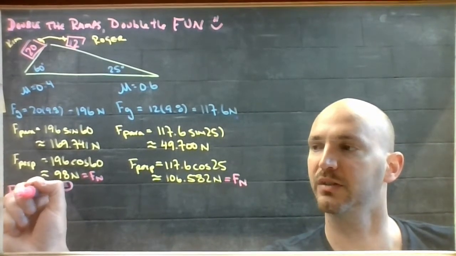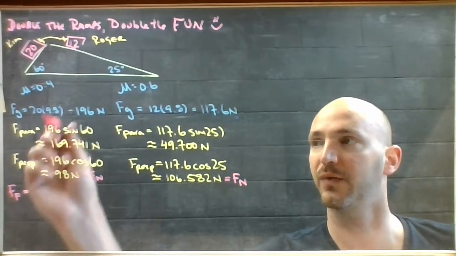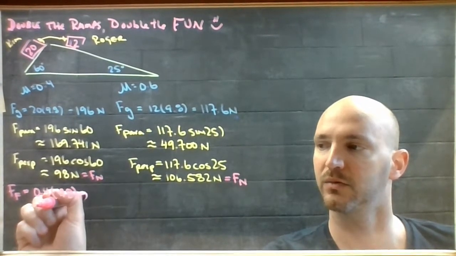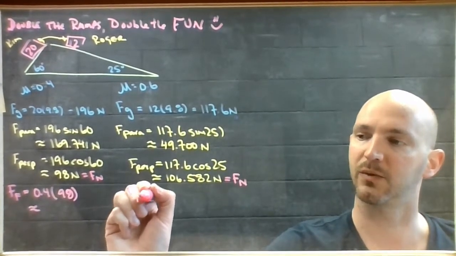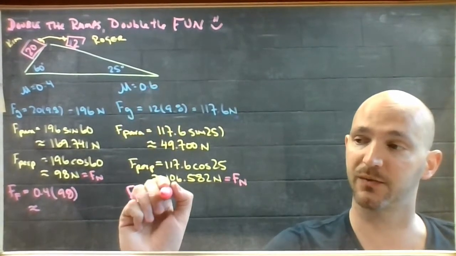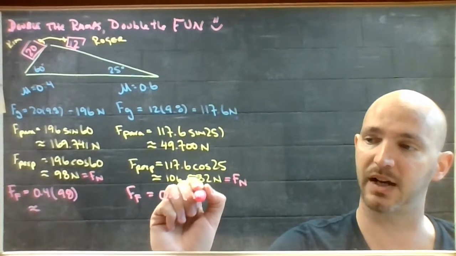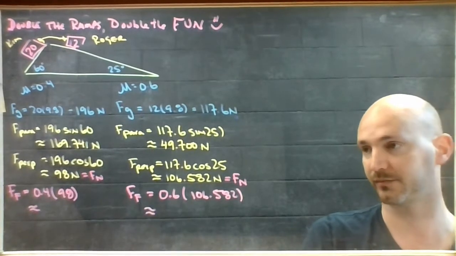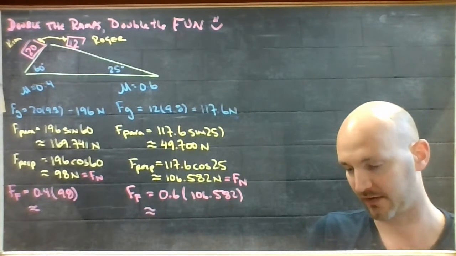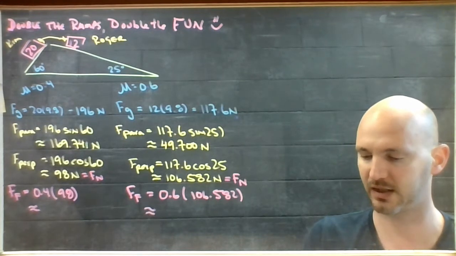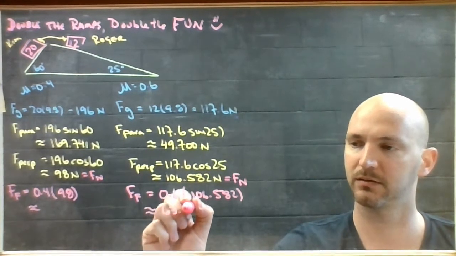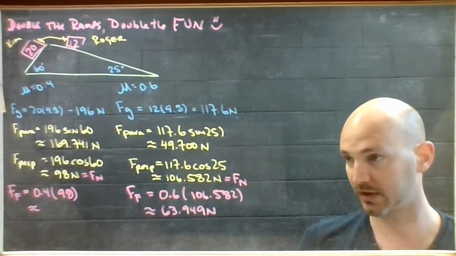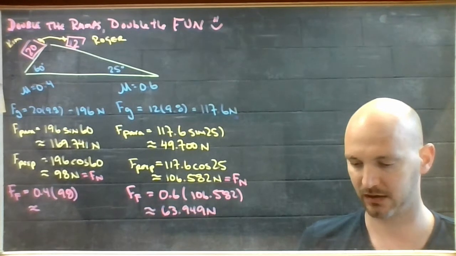So the force of friction acting on Kim will be the coefficient of friction on Kim's side, 0.4, multiplied by 98. We'll get an approximate for that. Force of friction on Roger's side will be the coefficient of friction Roger experiences multiplied by how hard he's being pressed into the block. Get an approximate on that. 106.582 times 0.6 is 63.949. And 0.4 times 98 gives me 39.2.